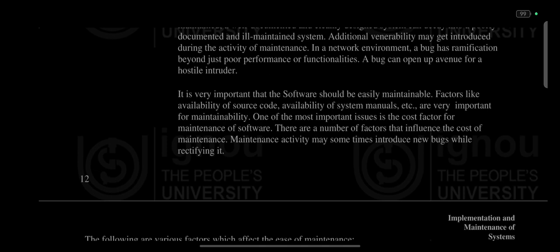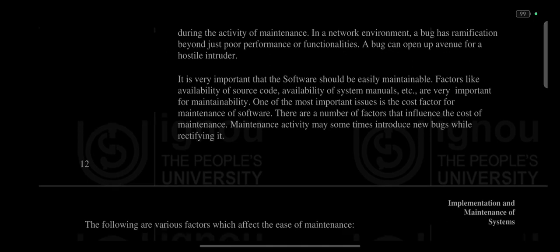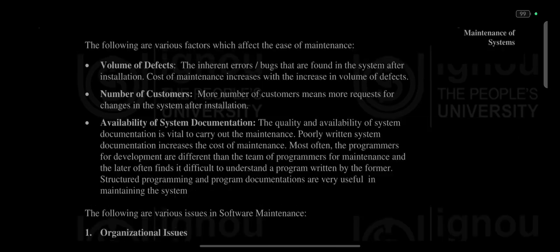One of the most important issues is the cost factor for maintenance of software. There are a number of factors that influence the cost of maintenance. Maintenance activity may sometimes introduce new bugs while rectifying it. The following are various factors which affect the cost of maintenance. Volume of defects, the inherent errors/bugs that are found in the system after installation. Cost of maintenance increases with increase in volume of defects.